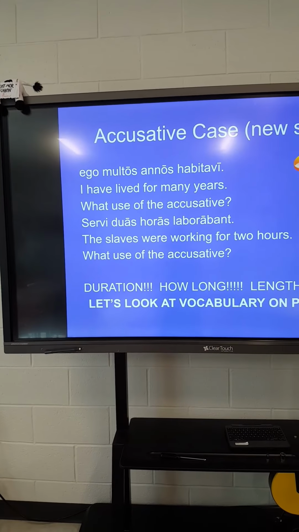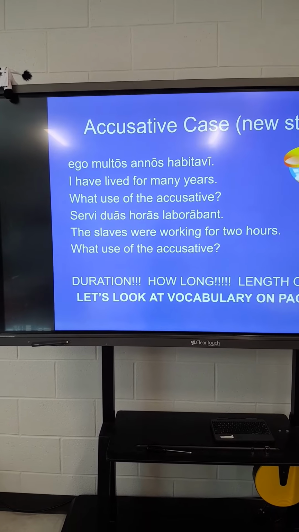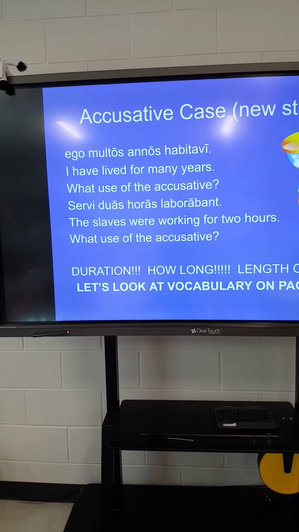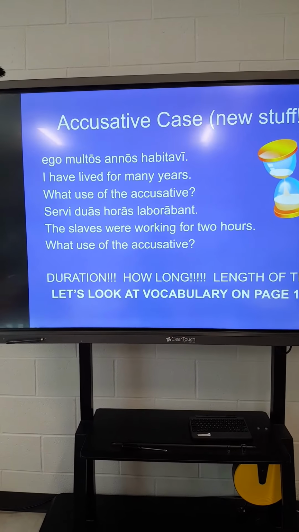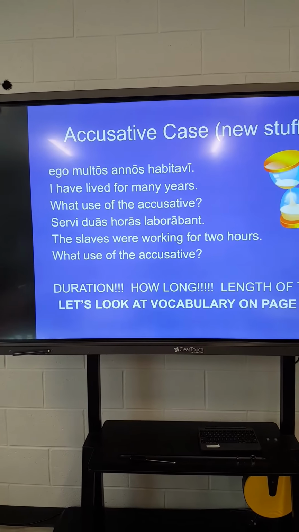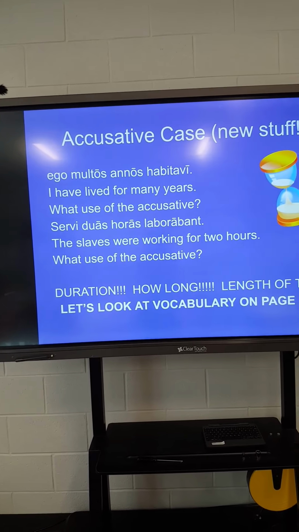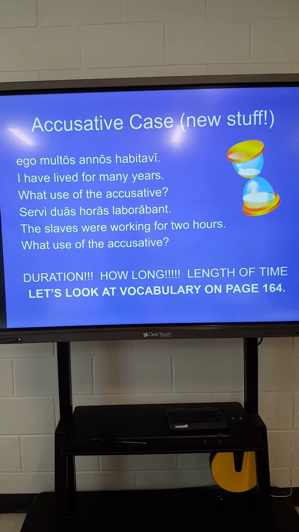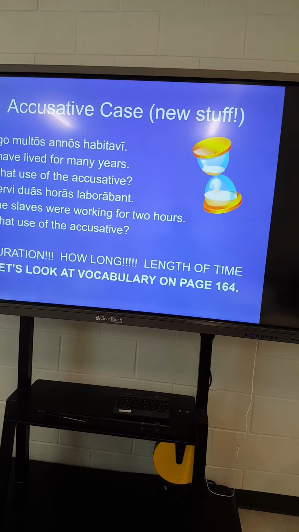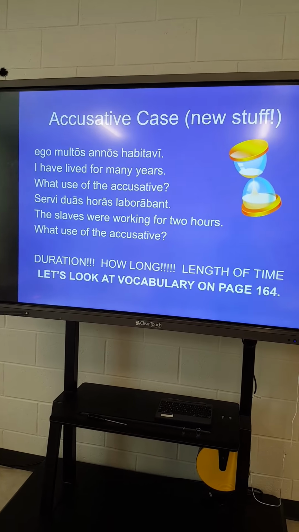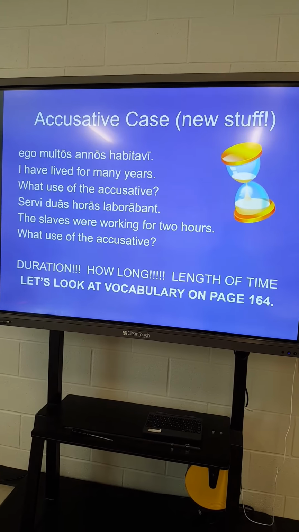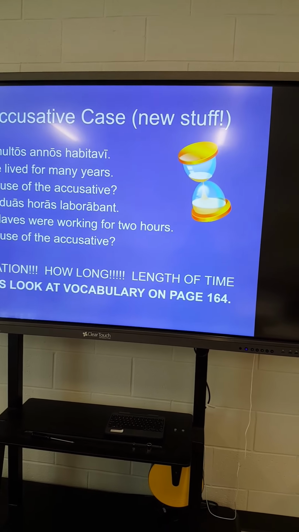I have lived, ego habitavi, for many years, multos annos. Servi, the slaves, were working, laborabant, for 2 hours. So what would you call that use of the accusative if it's extending the time frame that something is going on? It is actually called extension of time or duration of time. So it's actually pretty easy, okay? If it's telling you how long something is being done or how long something has taken to do, then it's accusative. If it's telling you when something was done, it's going to be ablative, okay?